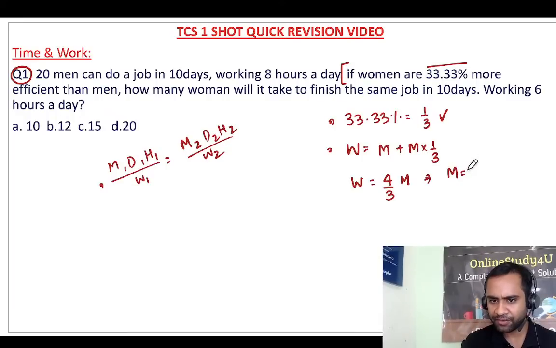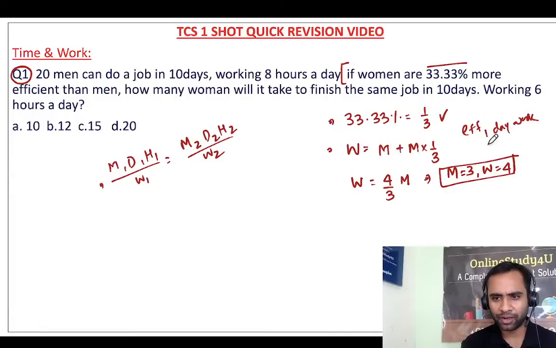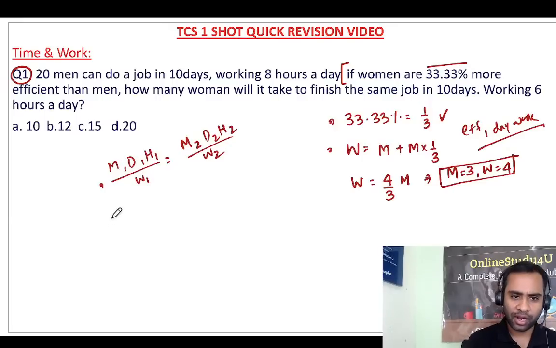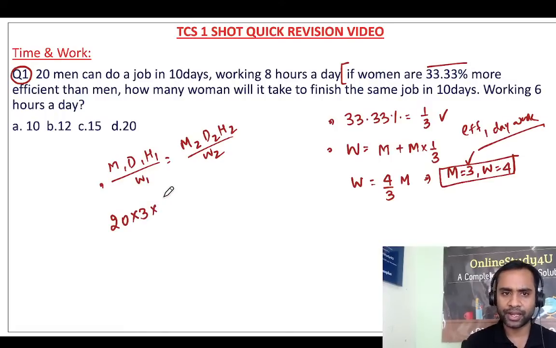If men's efficiency we will consider 3, then 3 and 3 will get cancelled. Women efficiency will become 4. The meaning of efficiency, I have told you, 1 day work, 1 hour work, right? Okay. Now M1, how many men are there? 20. And one man can complete 3 work in a day. Days, they are taking 10 days. Hours, they are working 8 hours and they are doing 1 work.